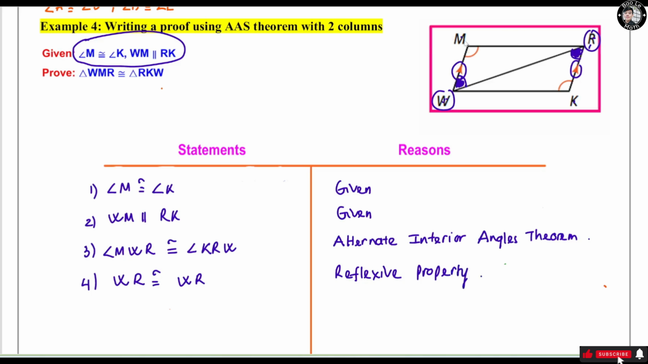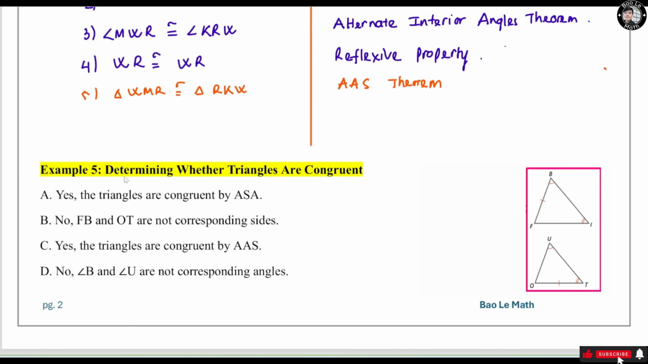So then triangle MWR is congruent to triangle KRW by the AAS theorem. Look at this diagram right here. We have A right here, the first angle, the second angle right here, and the side length right here: A, A, and S.